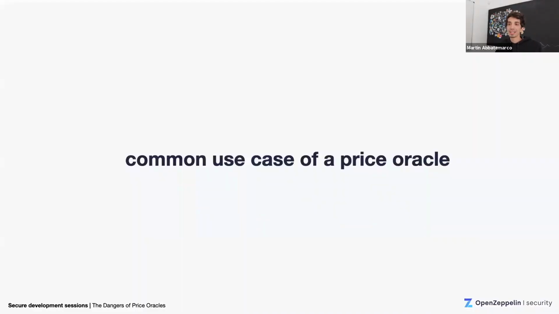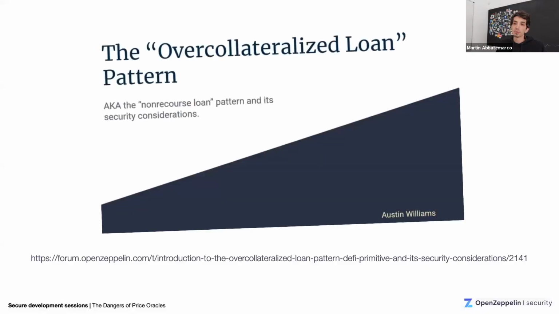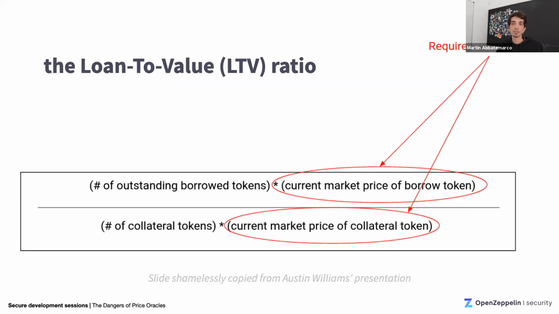So let's see a common use of a price oracle, right? There are many, probably in DeFi, oracles are kind of a critical infrastructure and they might be used for many things. But let's see just one common case, right? There's a presentation by Austin Williams, former researcher at OpenZeppelin, that you can find in our forum, which is called the Oracle collateralized loan pattern. I won't get into the details of it, but it's a way in which lending protocols implement loans of tokens, and they use a price oracle for many reasons, such as calculating a specific value, which is called the loan to value ratio.